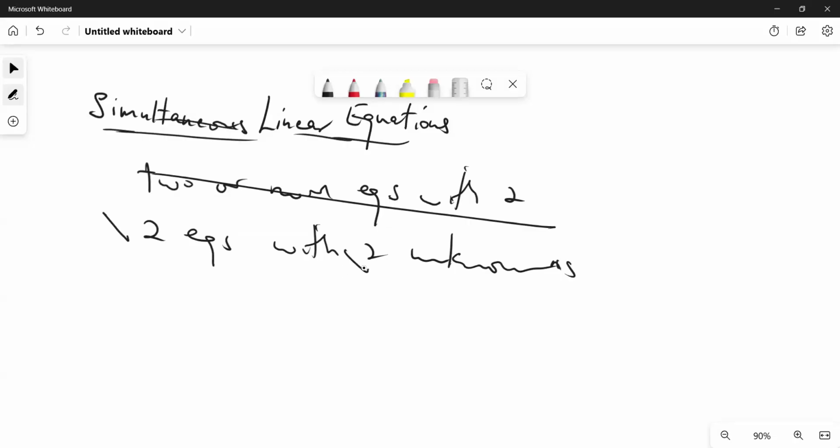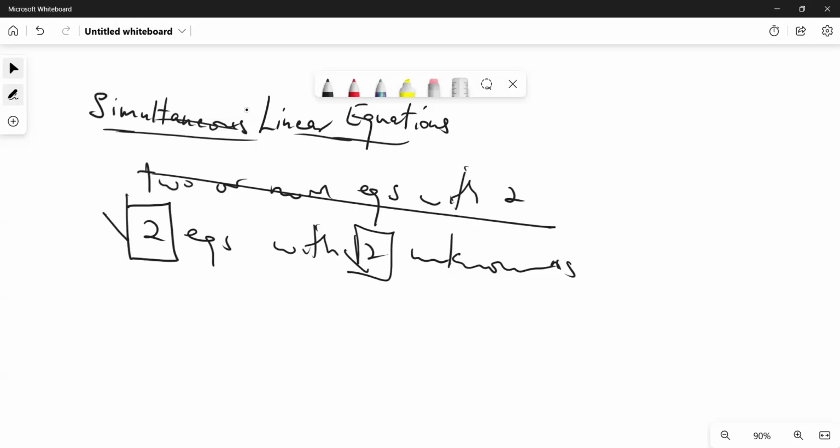As you get into simultaneous equations, you'll figure out that you can have any number of equations. If you have three equations, you can very well have three unknowns. If you have five equations, you can have five unknowns. But we're going to stick with just two equations with two unknowns.